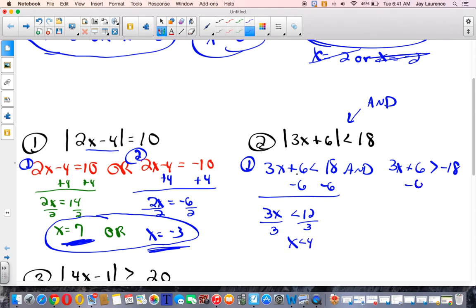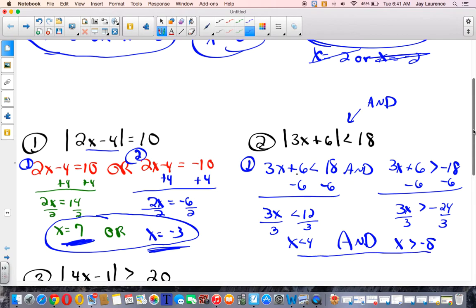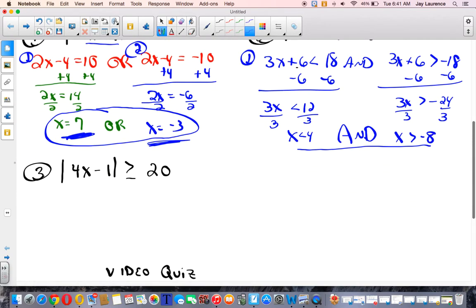All right, going to subtract 6 and get 3x is greater than negative 24. Divide by 3, divide by 3. X is going to be greater than negative 8. I forgot my and. I need my and. Here's my solution. Now, what would that look like on a number line? Well, let's see here. I have to show negative 8. I have to show positive 4.